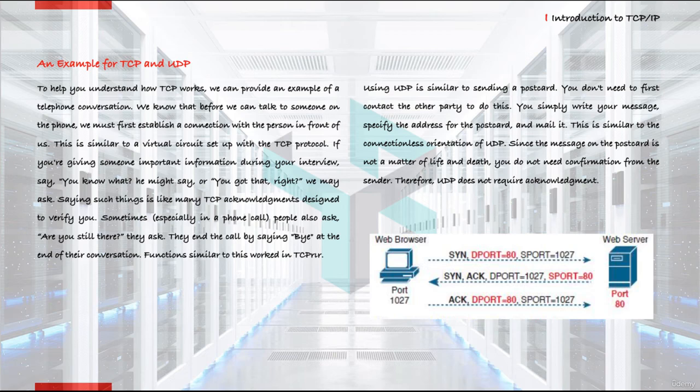Using UDP is similar to sending a postcard. To do this, we do not need to establish a connection with the other party first. We simply write our message, specify the address to which the postcard will go, and we mail it. This is similar to the connectionless orientation of UDP. We do not need a confirmation from the receiver of the message on the postcard, as it is not a matter of life or death, so it does not require UDP confirmation packets.